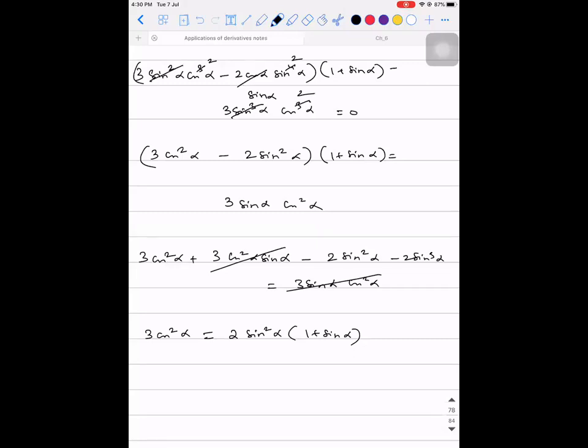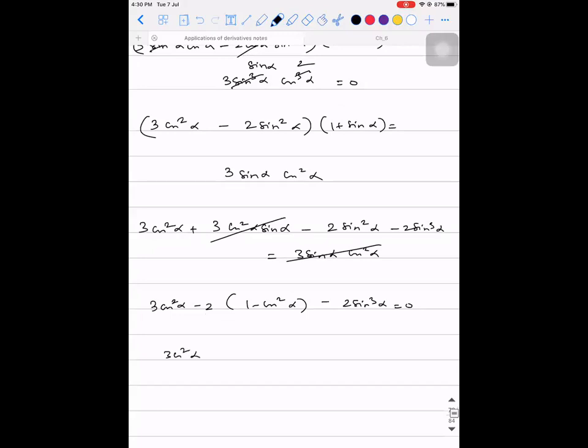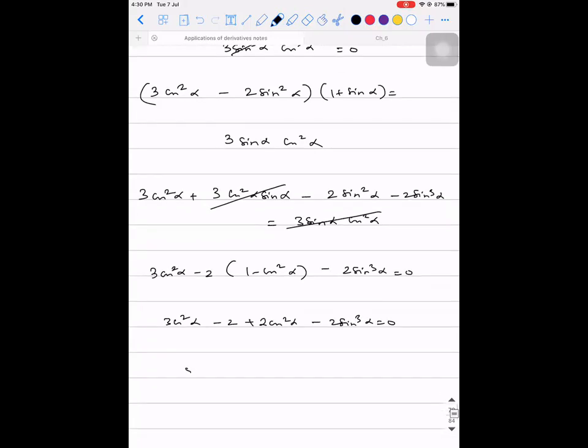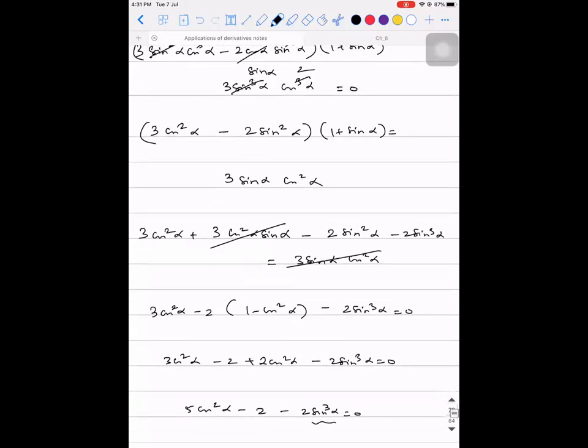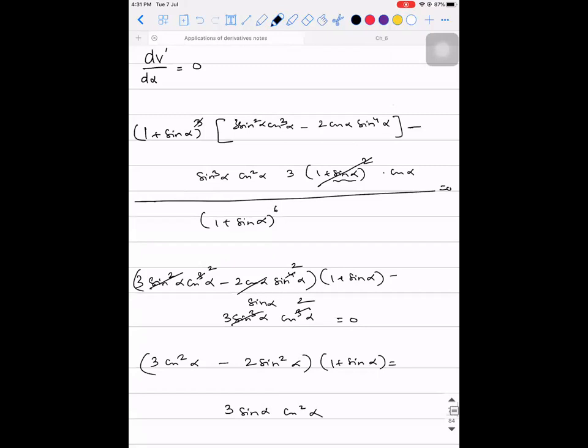So sine square alpha, we can convert it to cos square alpha. So what I'll do is 3 cos square alpha minus 2 into 1 minus cos square alpha minus 2 sine cube alpha is equal to 0. So 3 cos square alpha minus 2 plus 2 cos square alpha minus 2 sine cube alpha equal to 0. So it will be 5 cos square alpha minus 2 sine cube alpha equal to 0. So the sine has to be eliminated. No mistake, right?